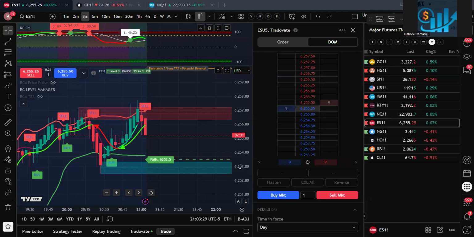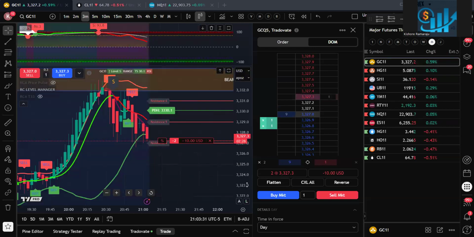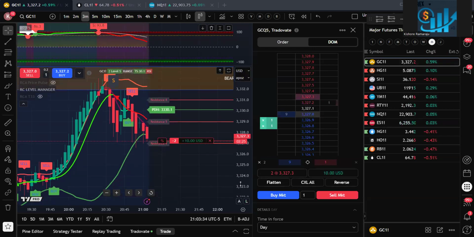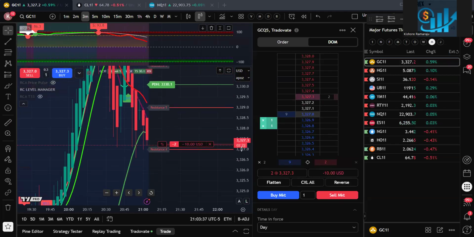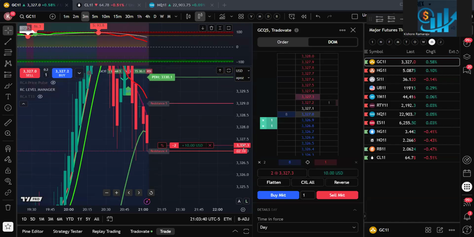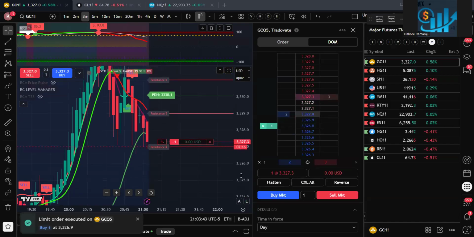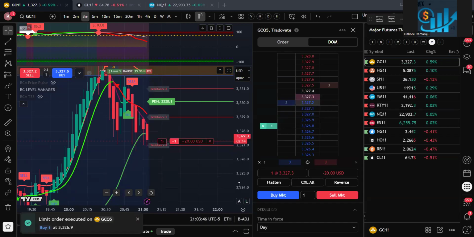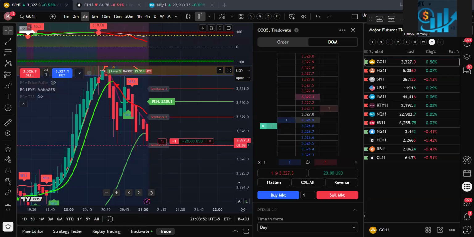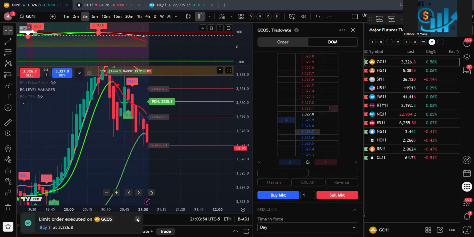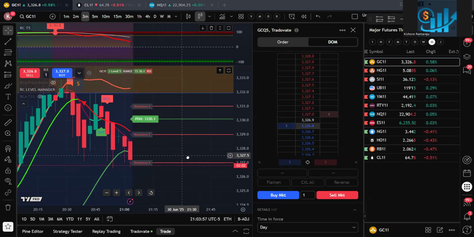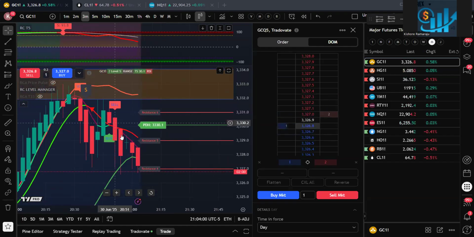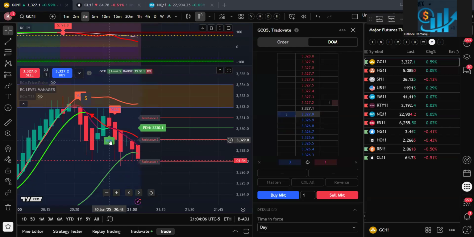NQ also will move into profits in some time. We got a buy signal, but it's a red candle. We got a sell signal.